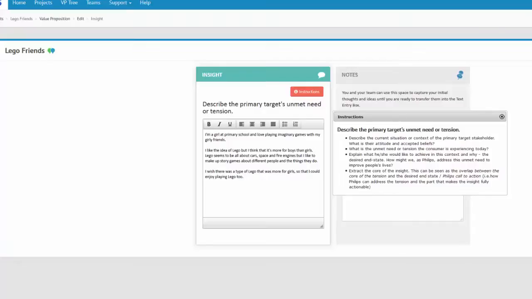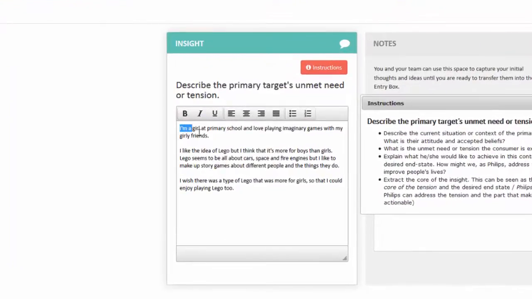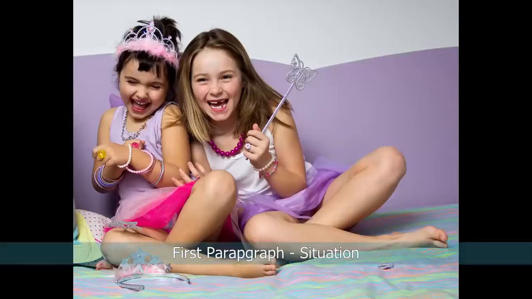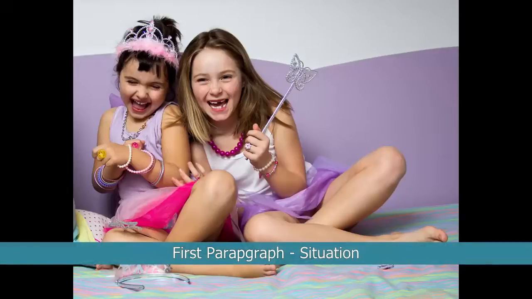We understand that if we do that initially at the start of an insight, the customer is hooked because they say, hey, you're describing me. You're describing what I do. You're describing what I'm trying to achieve. I'm going to listen to the rest of your insight. So the first section is the situation.